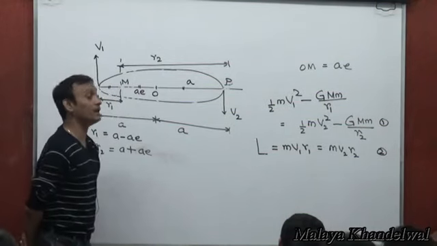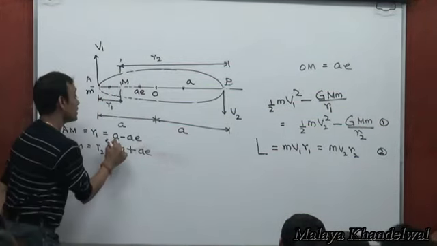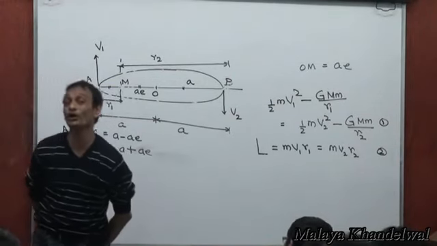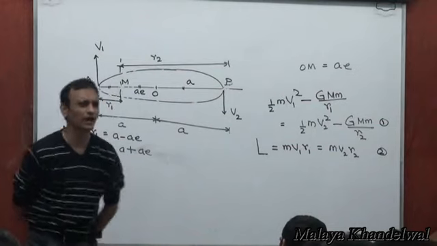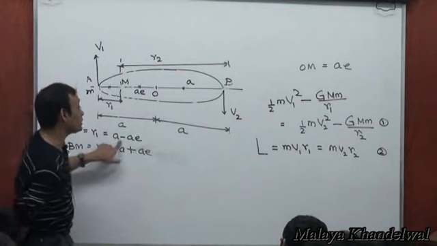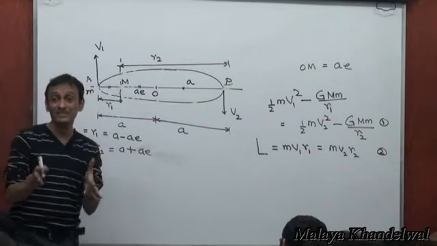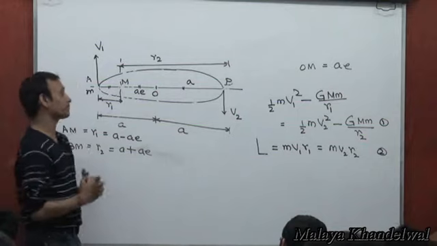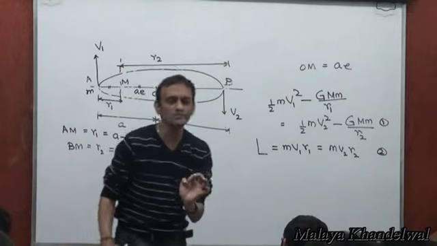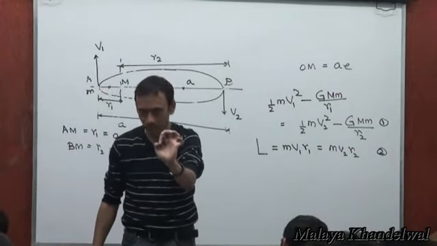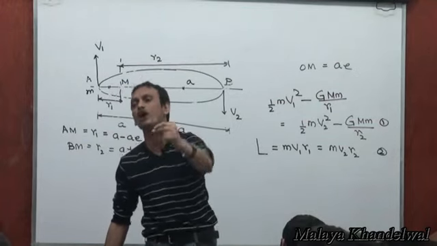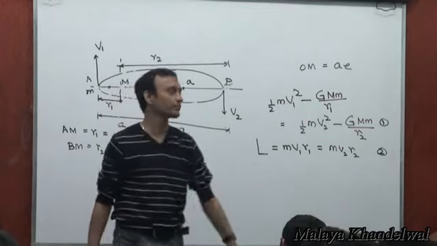Okay, once you know L in terms of R1 and R2, which in turn are a minus AE and a plus AE, which means L can be known in terms of A and E. If L is known in terms of R1 and R2, that means it's known in terms of A and E, the semi-major axis and the eccentricity of the ellipse, right? So essentially, I can solve for L in terms of small a and E. Are you all convinced about this? I can solve for capital L, the angular momentum, in terms of small a and E.